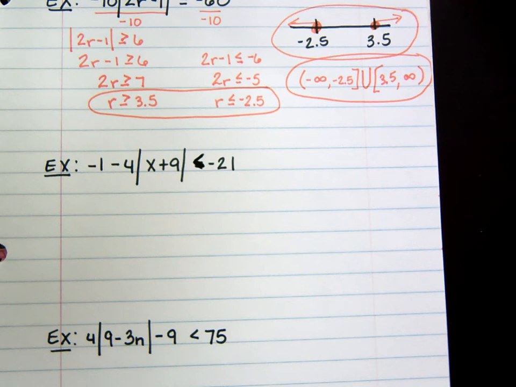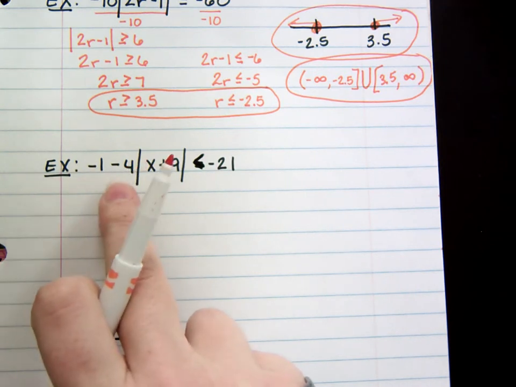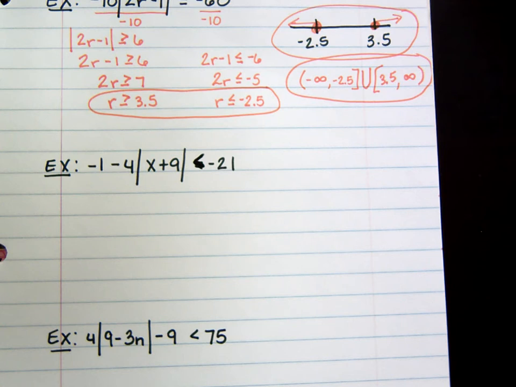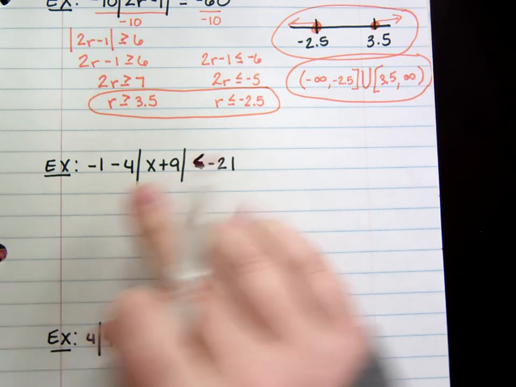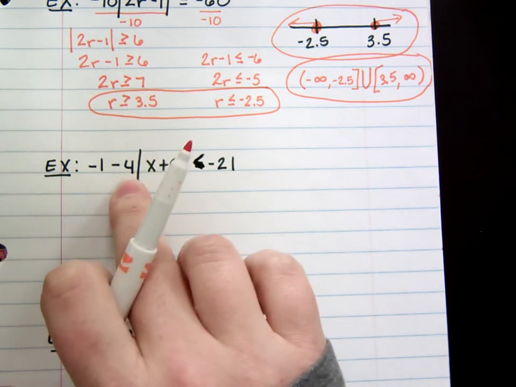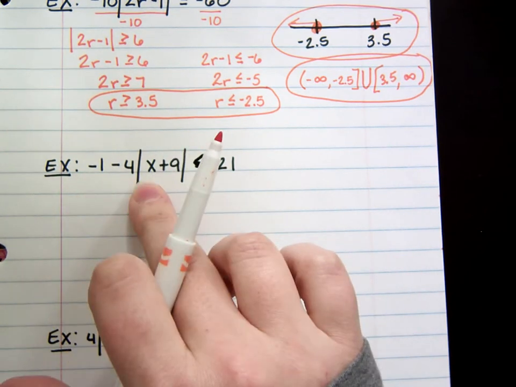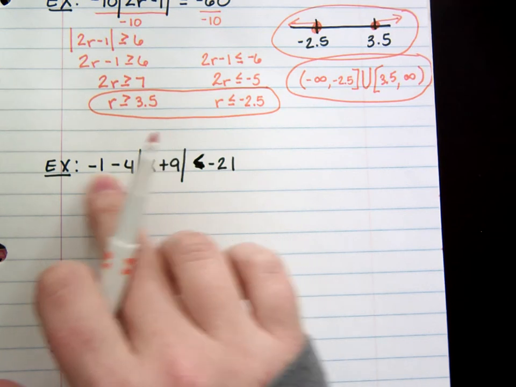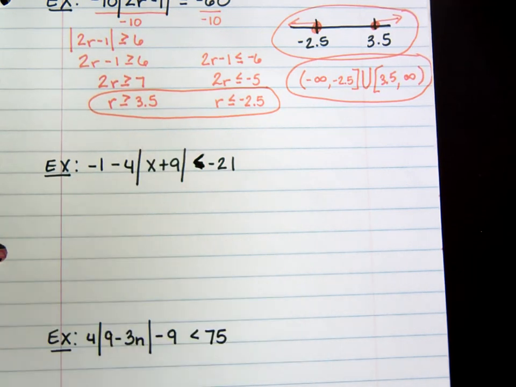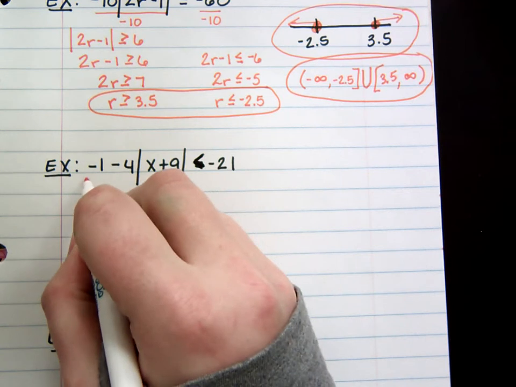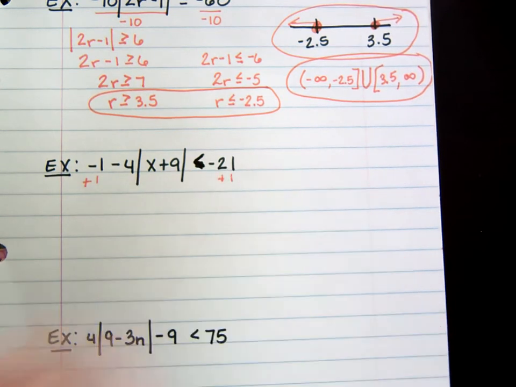In my next example, there's multiple steps we're going to have to take to isolate the absolute value. When I have the numbers in front like this, a lot of the time students will take the wrong first step. Sometimes they'll do -1 minus 4 and get -5. Sometimes they'll move the -4 first and then the -1. There's a variety of different ways I've seen students make mistakes. The correct first step is to add 1 to both sides.